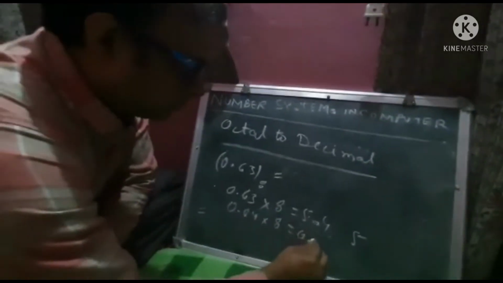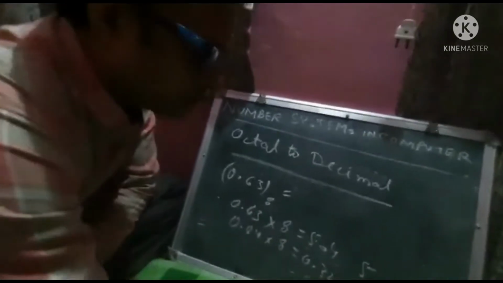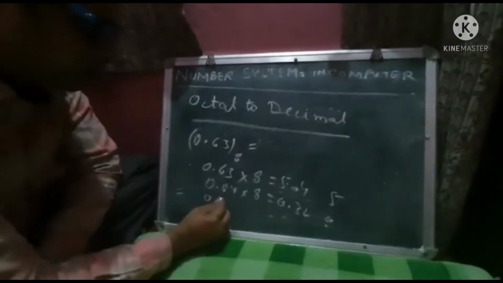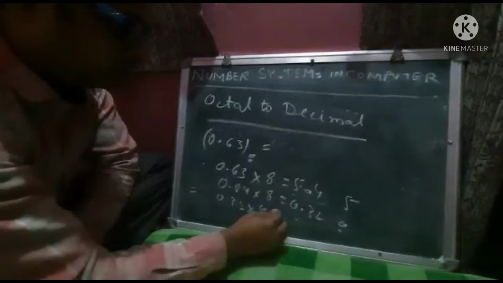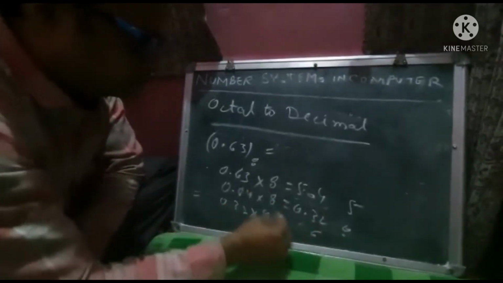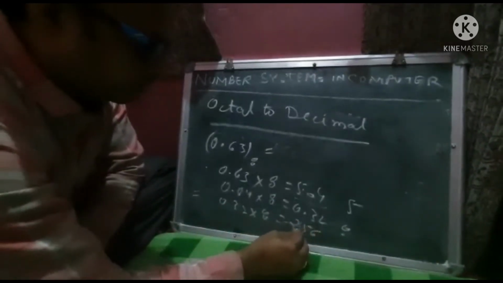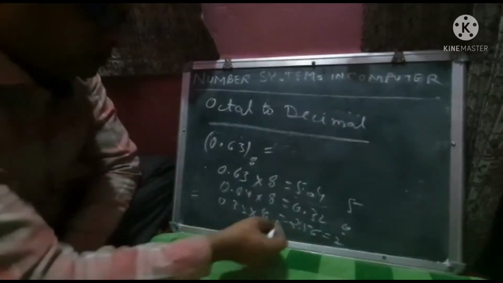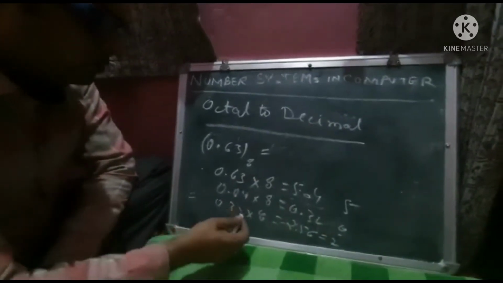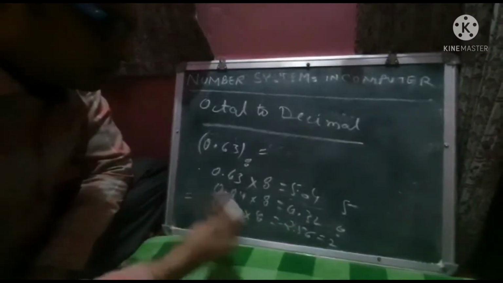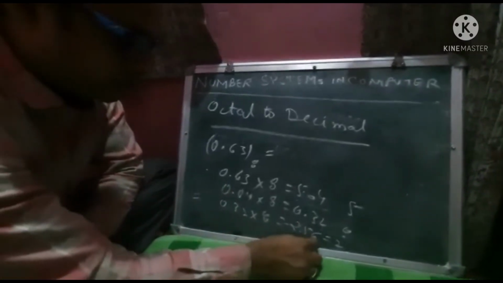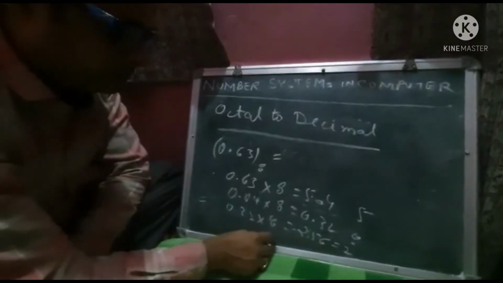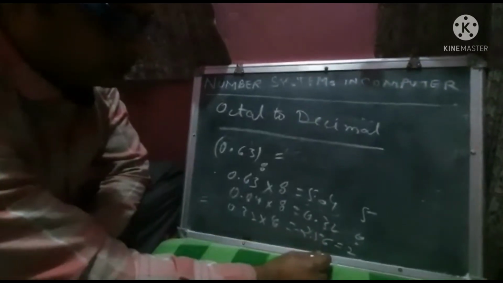So it gives me 0.32. So the integer part is 0. Again 0.32, take the fractional part, multiply it with 8, we get 2.56. So the integer part is 2. And the process is similar. Again, if you want a result of more than 3-digit precision, we again take the fractional part, that is 0.56, and multiply with 8, accumulating the integer part at every step.